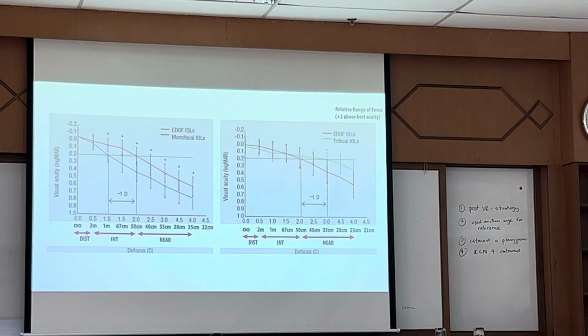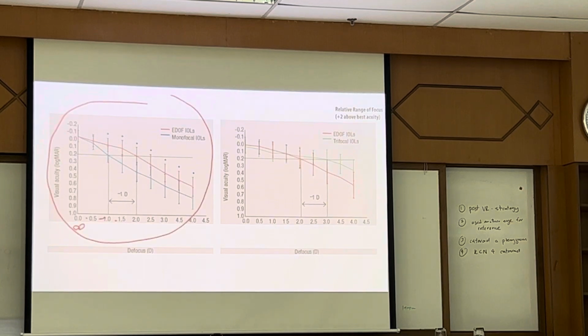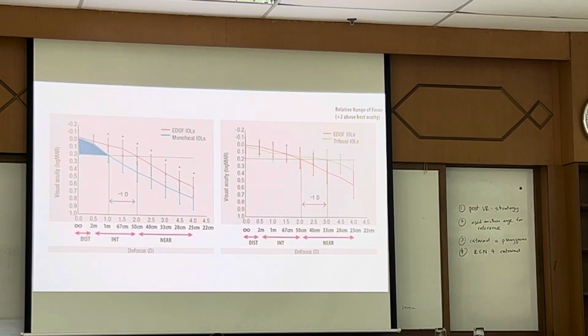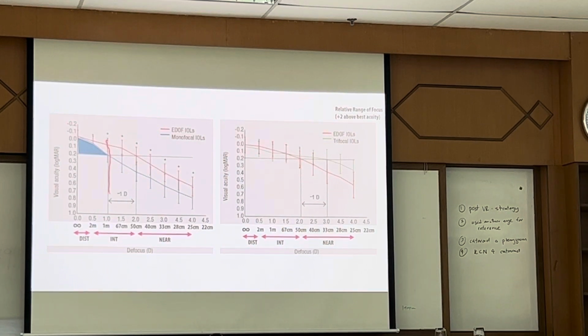This depends on the manufacturer. Sometimes the manufacturer decides clear vision is at 6/9, for example. Different manufacturers or different researchers will give different criteria for clear vision. Just now I mentioned clear vision is at 6/6, but this paper describes it at 0.2, so around 6/9 will be clear vision there. So now we can understand that the monofocal IOL can only provide vision from infinity until 1 meter at logMAR 0.2. So this is monofocal.